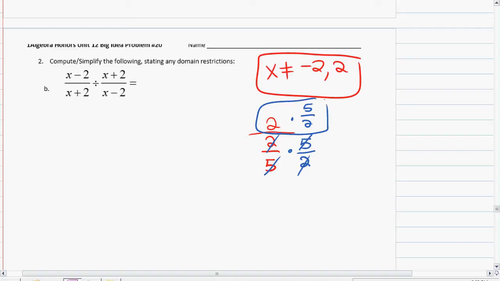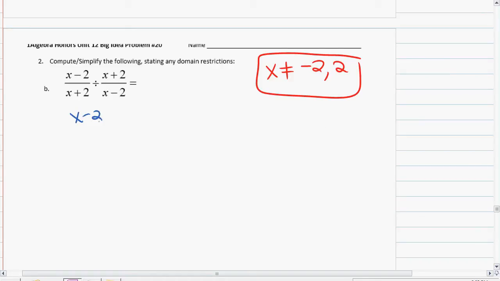And this is where multiply by the reciprocal comes from, because you started with 2 divided by 2/5, and I'm saying that's the same as times the reciprocal. That's really what's going on here. So let us use that. So now x minus 2 over x plus 2 times x minus 2 over x plus 2.